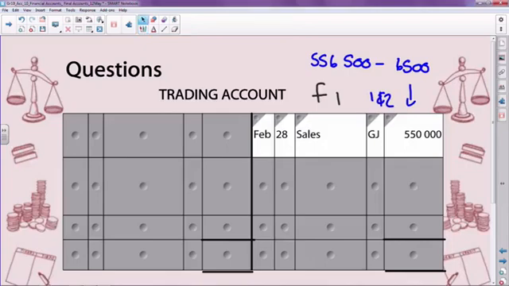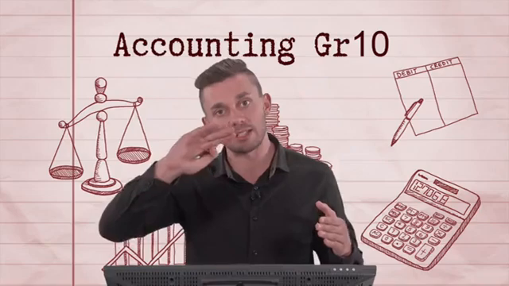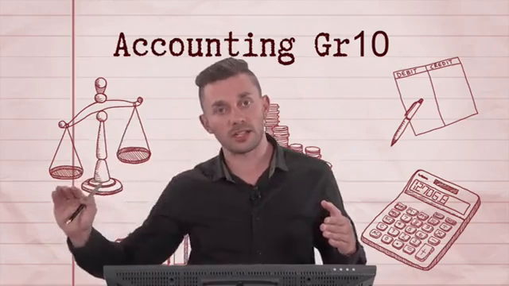Now, remember, I don't need to give you all the T-accounts. You need to know that your debtors allowances will go to the credit side, will decrease your sales on the debit.